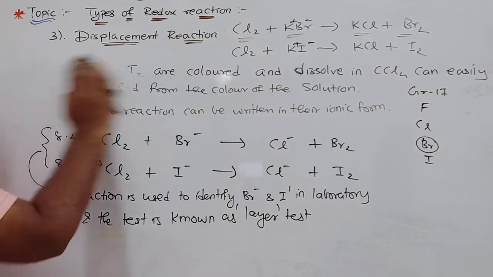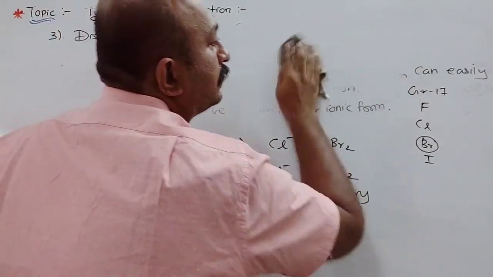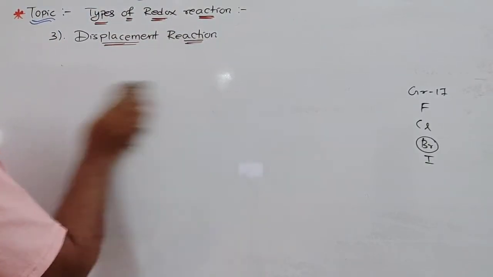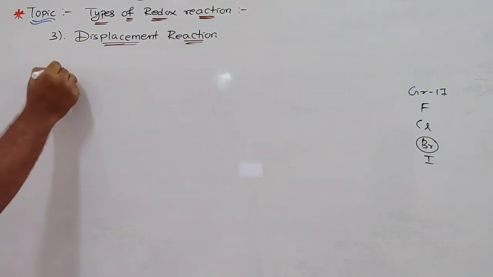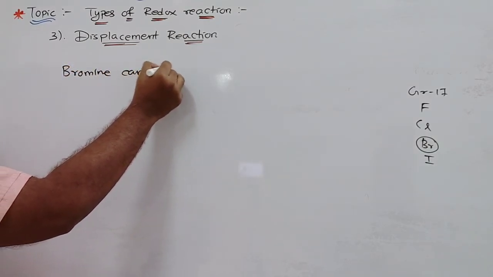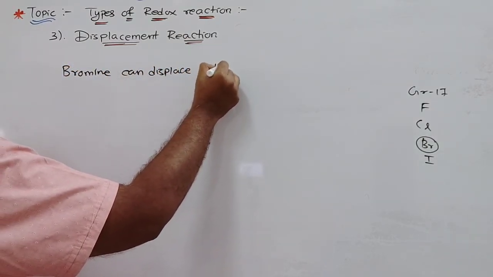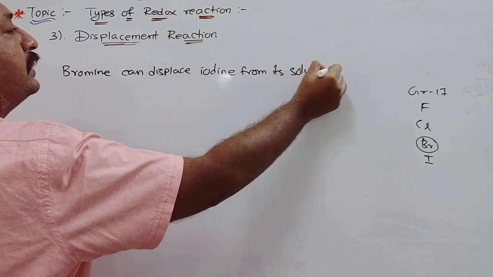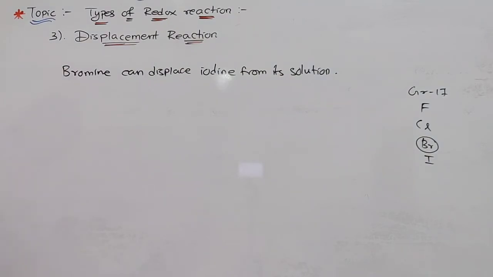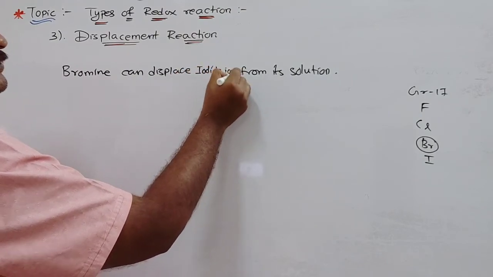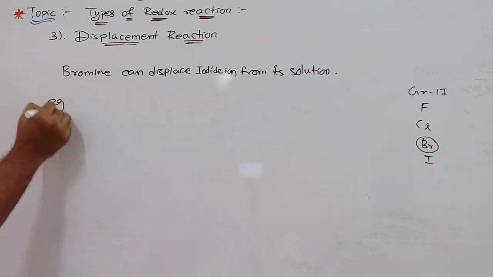I will just rub this part. Okay, so I can write here: bromine can displace iodine from its solution. Now bromine can displace iodine. Iodine will not come, iodide will come, iodide ion from its solution, and for that an example is given.